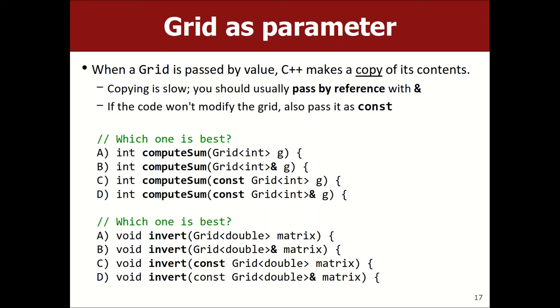It's about inverting a matrix. Which one? What do you say? B? Yeah, I think so. We still want to pass it as a reference with the ampersand, but it's not constant because we want to change the grid. We want to invert the grid.